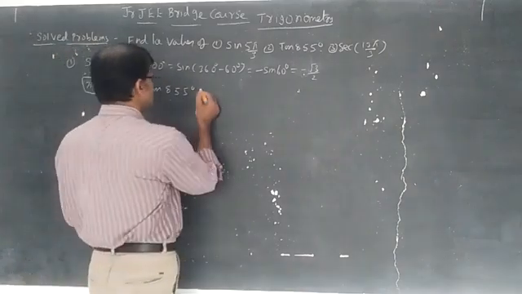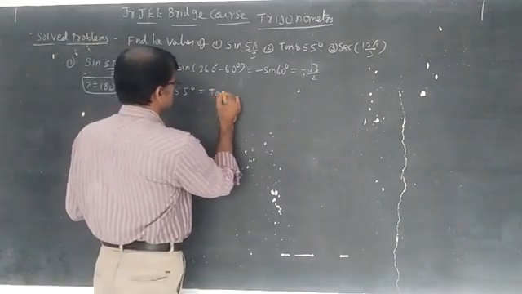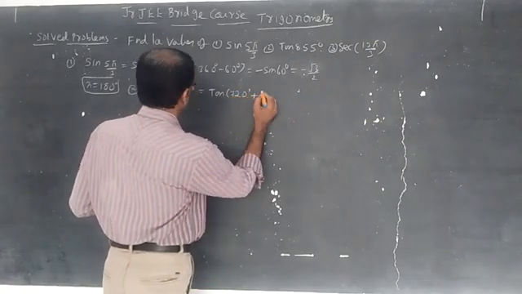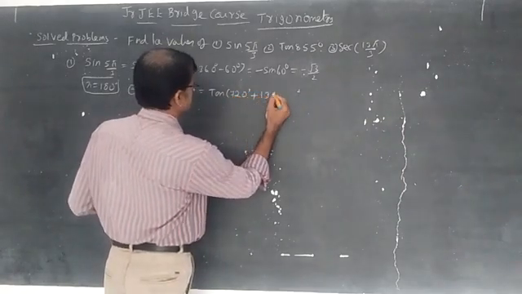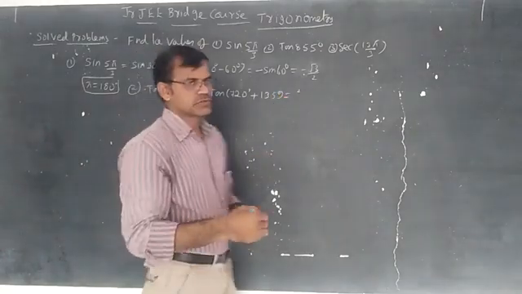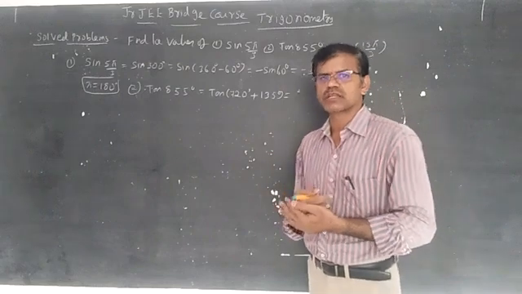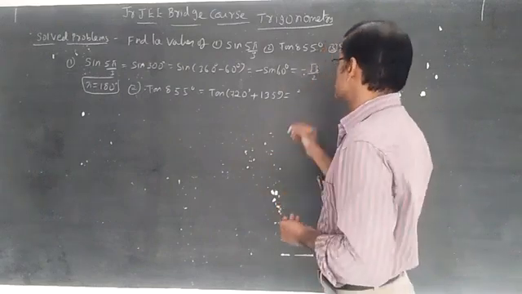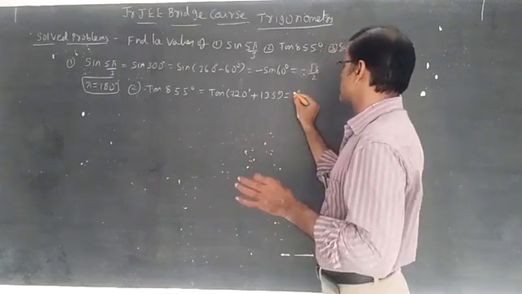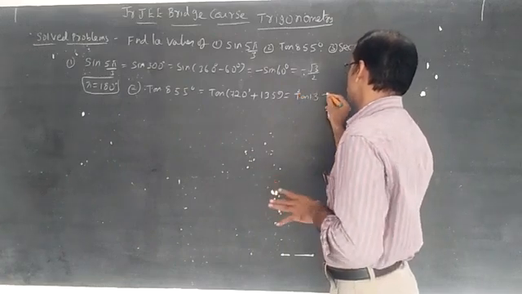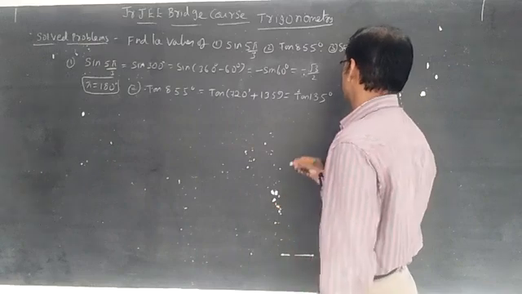855 is near to 720, so you can write 720 plus 135. Students, 360, 720, 1080 like that are multiples of 360. So 720 is nothing but a 0, and there is no need to write it there. Simply you can write 135 degrees.